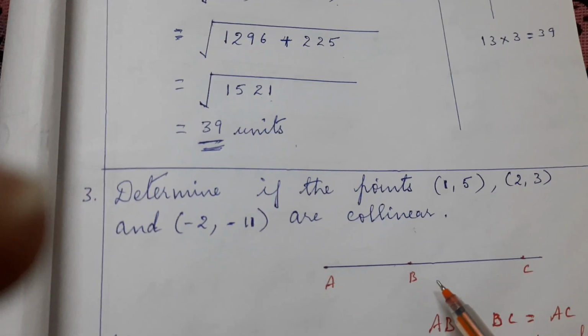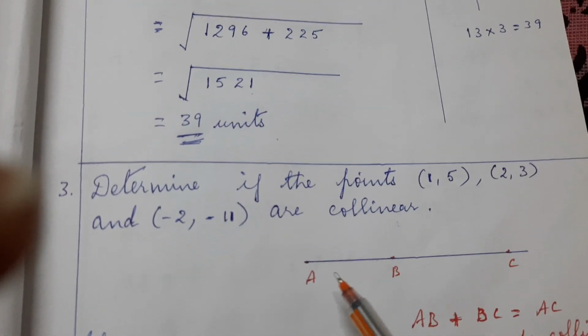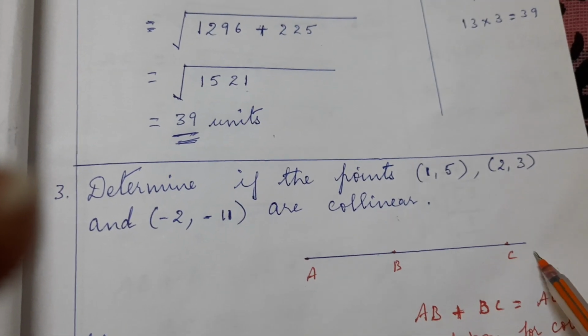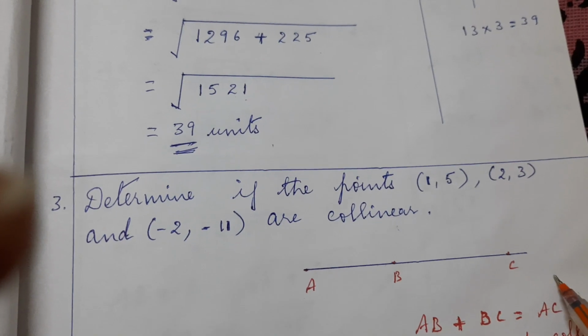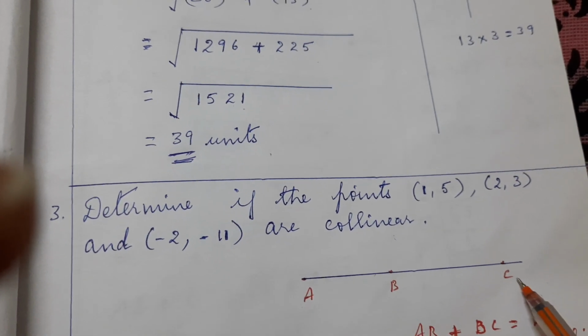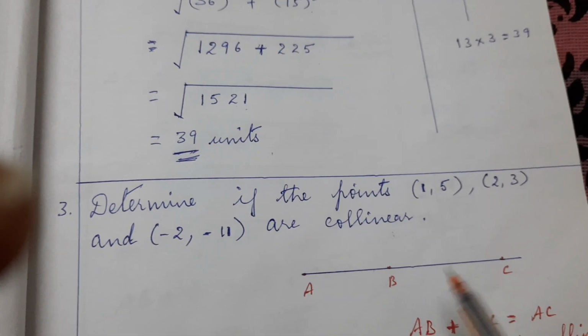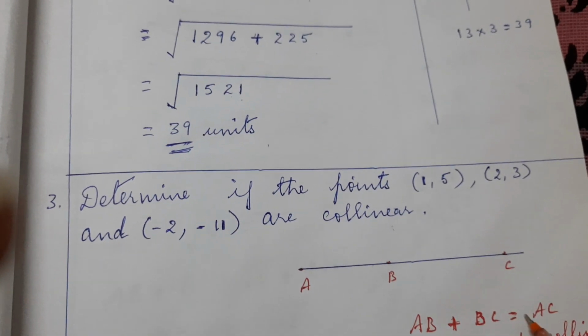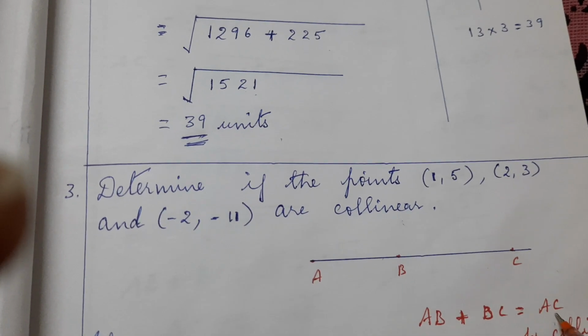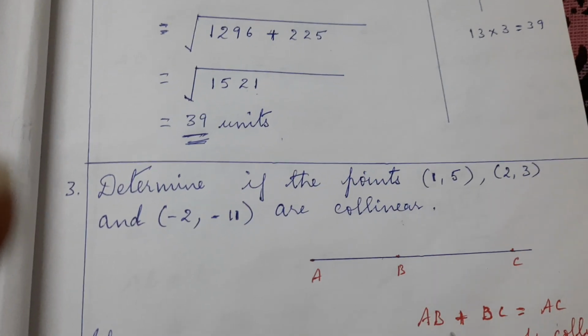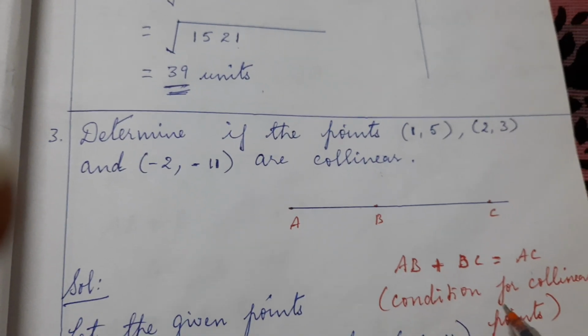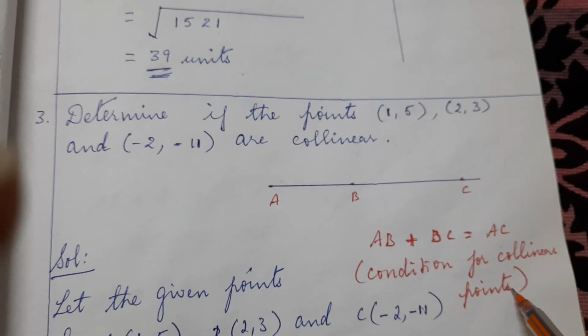How to find whether they are collinear? When you add, for example, AB plus BC, you should get AC. Suppose you are not getting AC. Suppose AB plus BC is less than AC or greater than AC, then it is not collinear points. If it is equal to AC, then it is collinear. So this is the condition for collinear points.